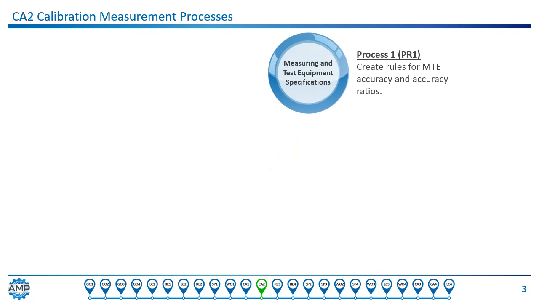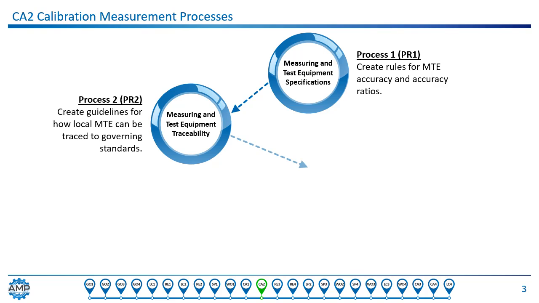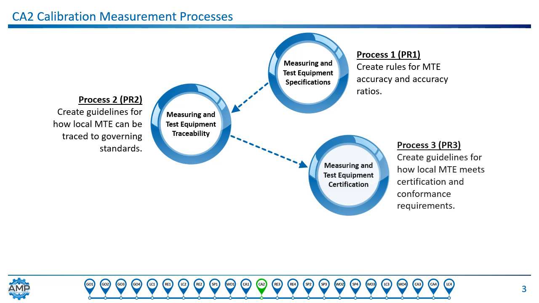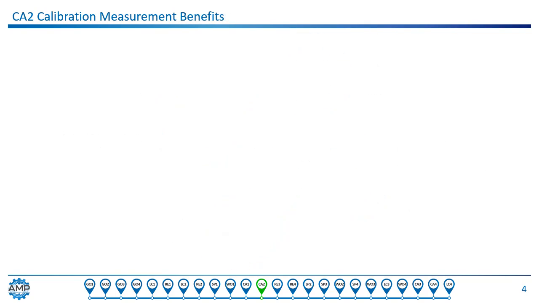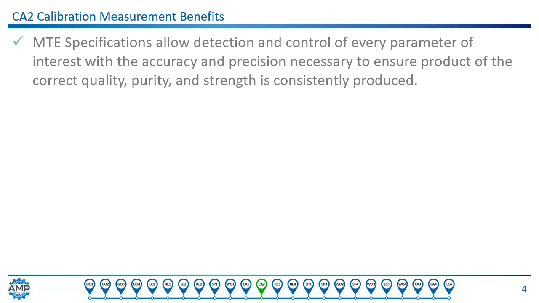Like all AMP functions, there are four processes associated with calibration measurement. First is measuring and test equipment specifications, then measuring and test equipment traceability, measuring and test equipment certification, and measuring and test equipment storage. There are several benefits associated with calibration measurement.